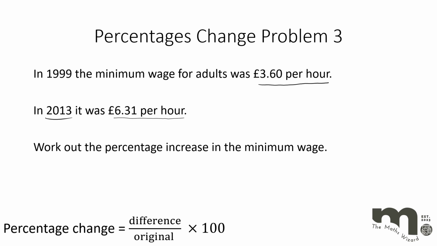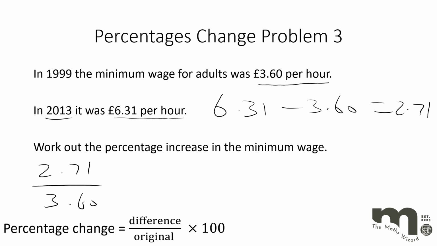Okay, so first if we work out the difference as an amount of money, if we take £3.60 away from £6.31, we are going to get £2.71. So it's gone up by £2.71 per hour as an amount of money. So if we write that over £3.60, times that by 100, that will tell us that increase as a percentage. So it's going to be 75.